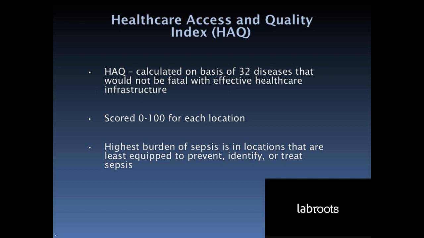Healthcare access. The HAQ is based on 32 diseases that would not be fatal if there was an effective healthcare infrastructure. A population's access to good healthcare is calculated to assign a score of 0 to 100 for each location. What the HAQ tells us is that the highest burden of sepsis is in locations that have the least capability to prevent, identify, or treat sepsis.